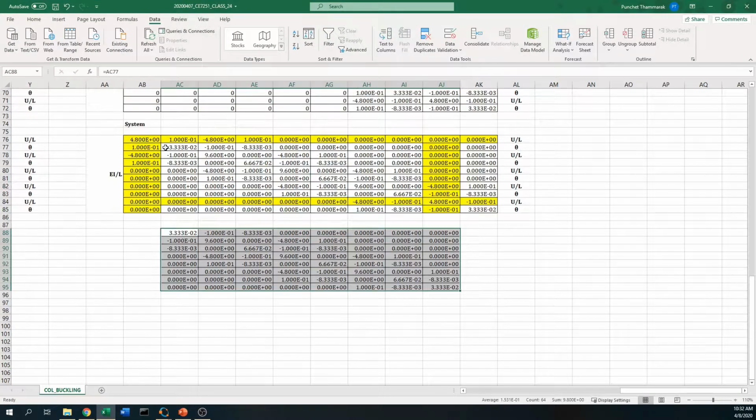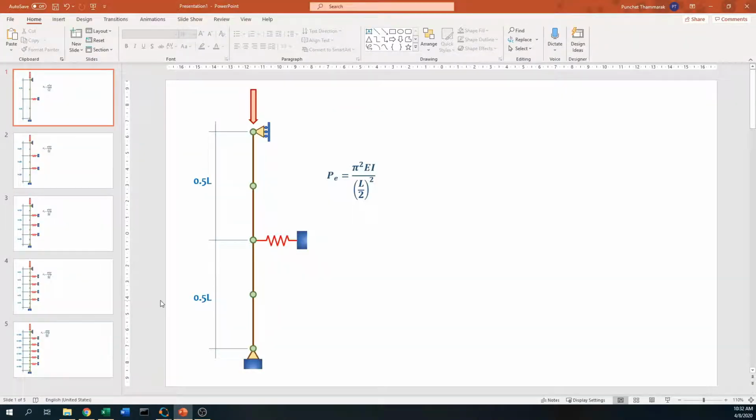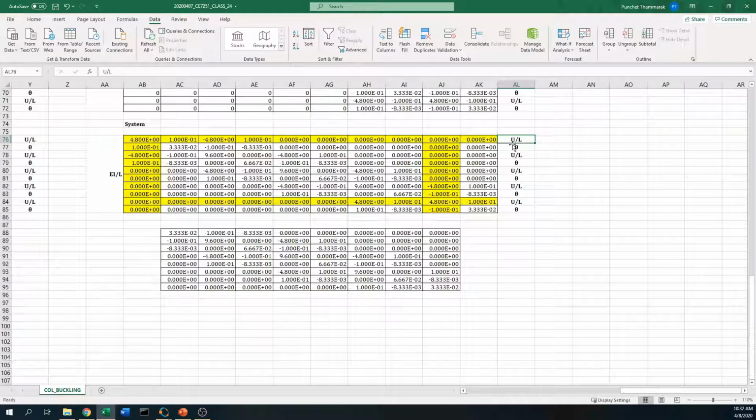A44, well, first of all, this is the degree of freedom. This U is at the base. U and rotation, U and rotation, and U. So the U and rotation, these two are for the base. U and rotation, this is for the midpoint of the lower part of the column.